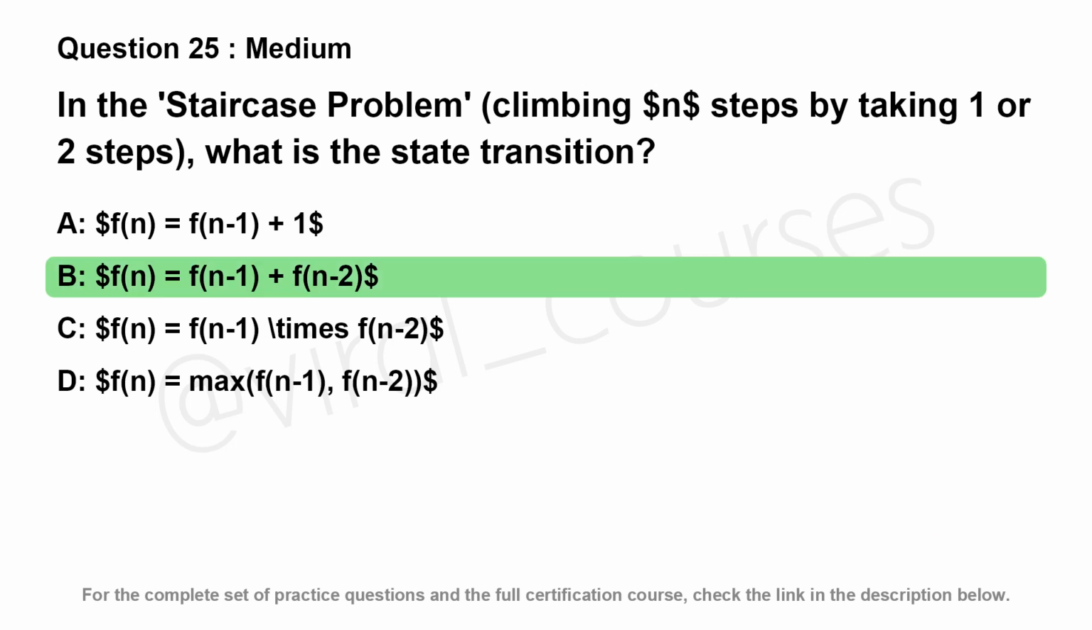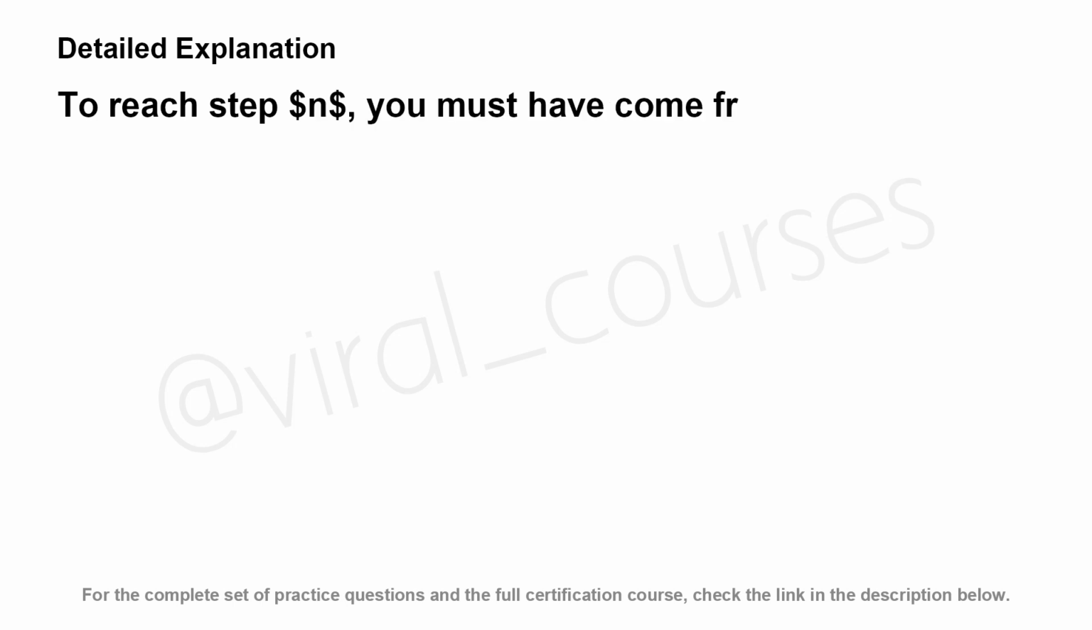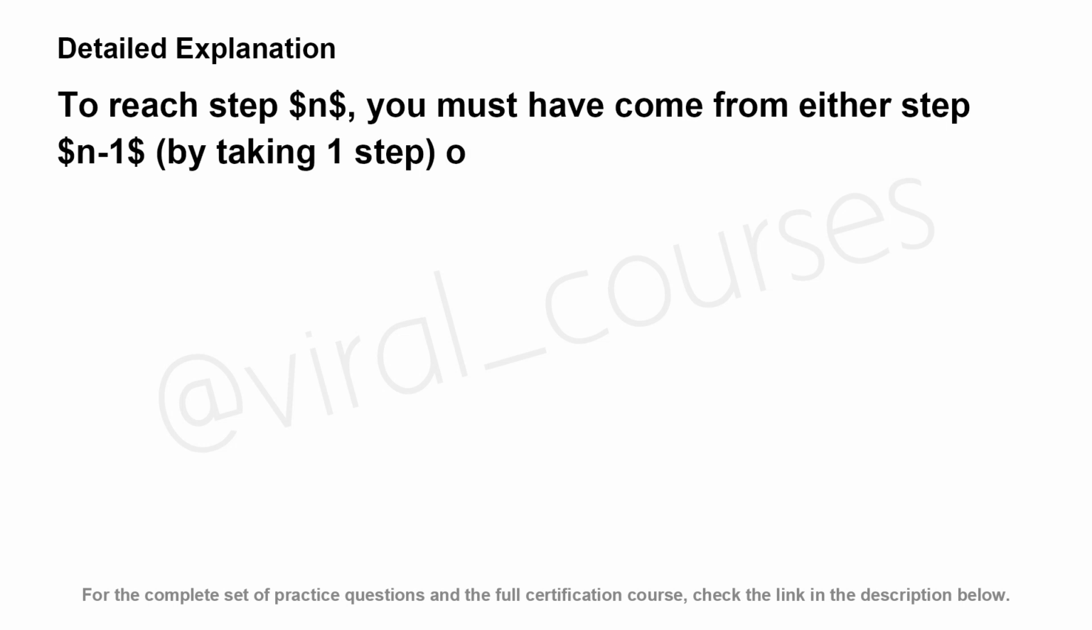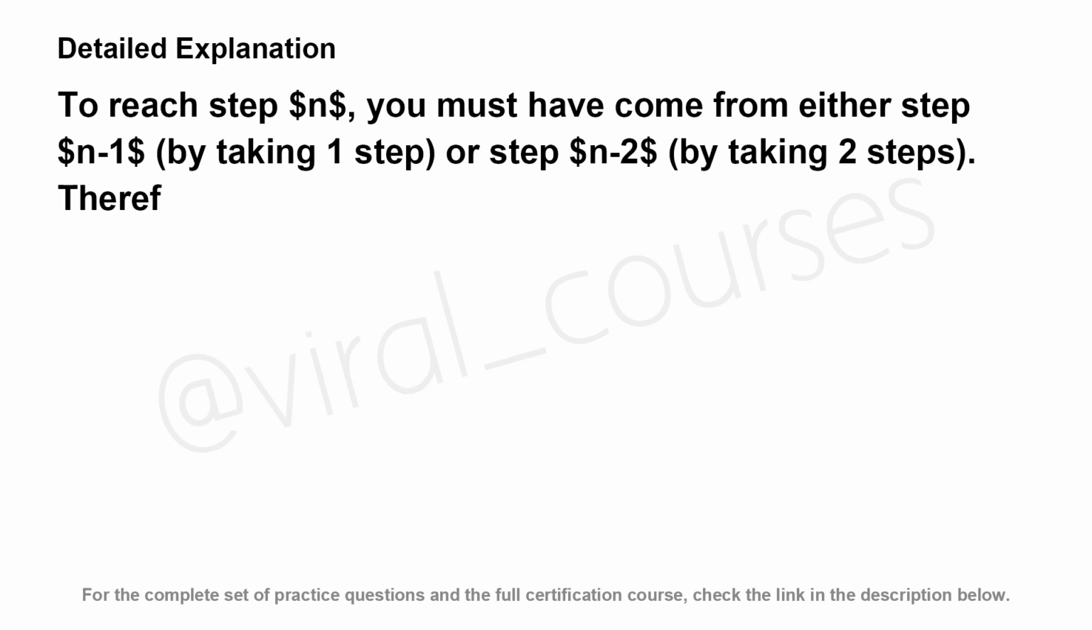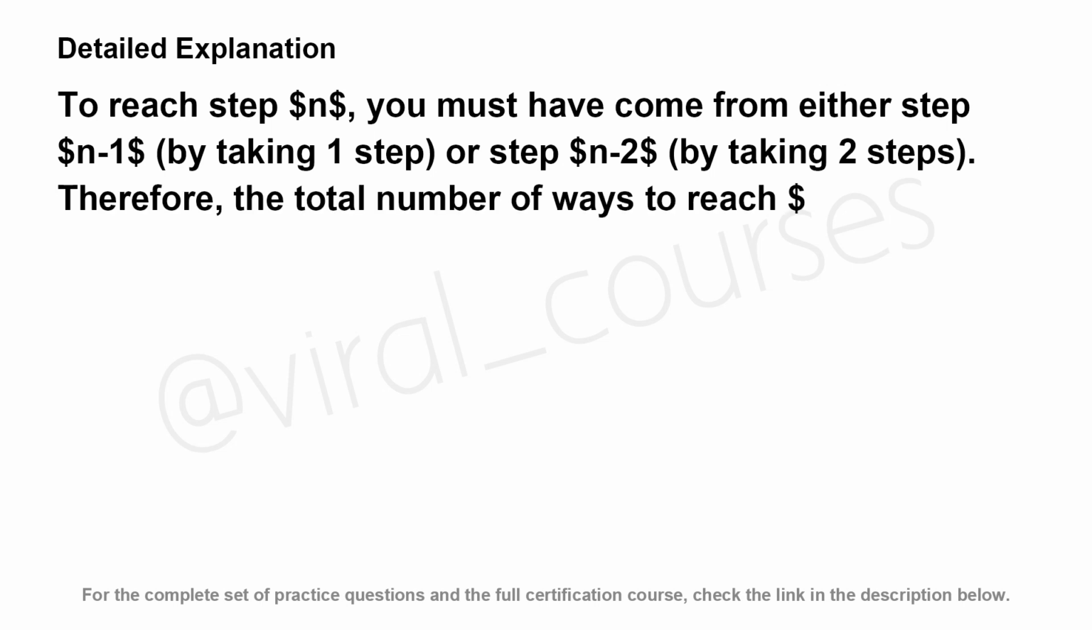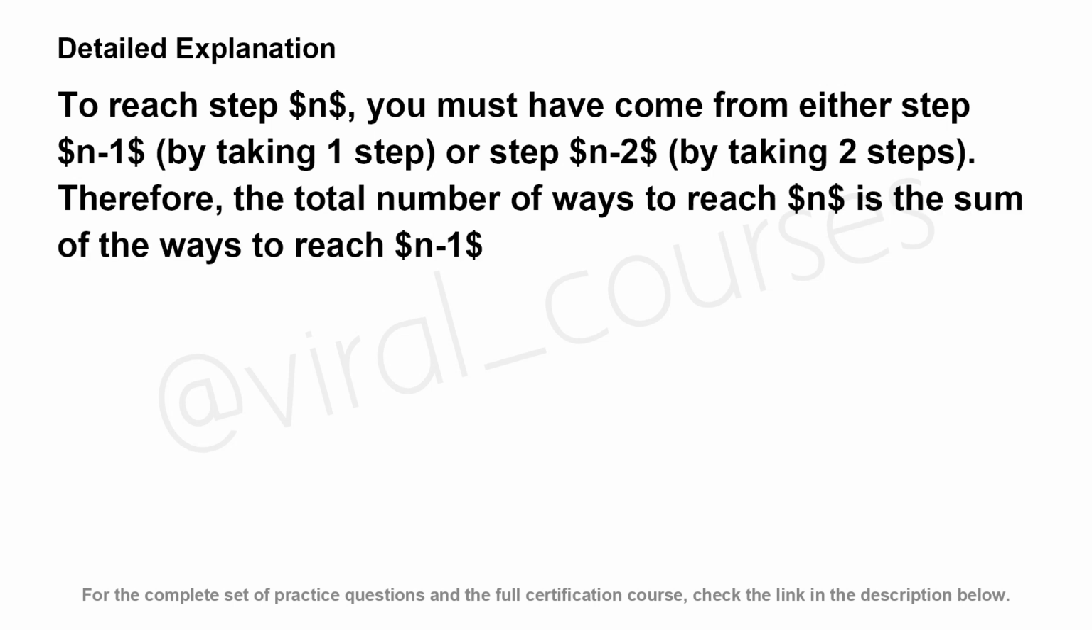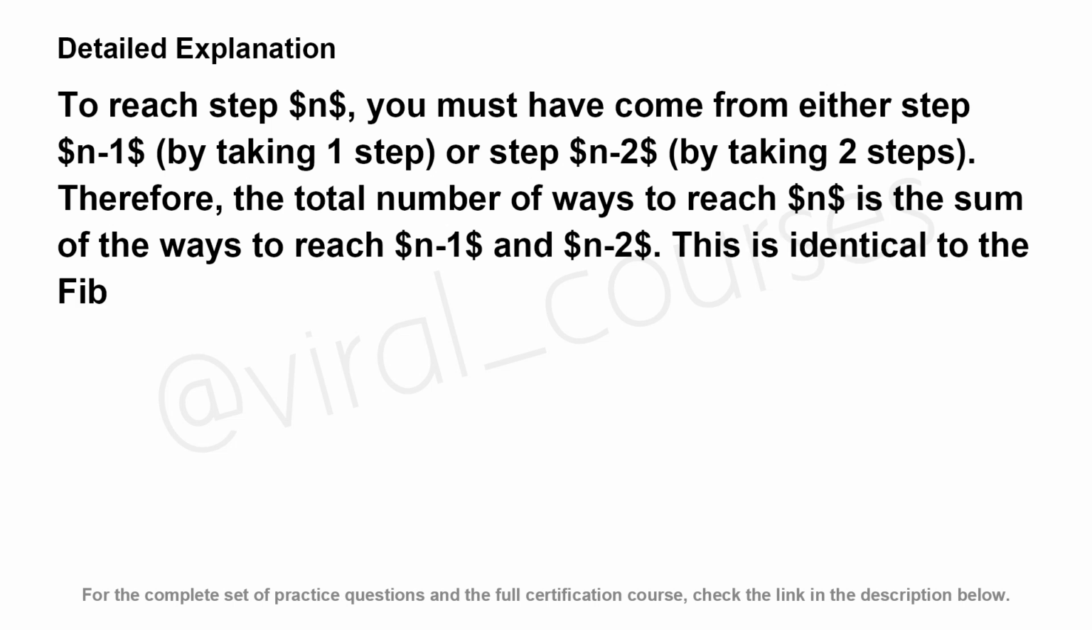The correct answer is B. To reach step n, you must have come from either step n minus 1 by taking 1 step, or step n minus 2 by taking 2 steps. Therefore, the total number of ways to reach n is the sum of the ways to reach n minus 1 and n minus 2. This is identical to the Fibonacci sequence.